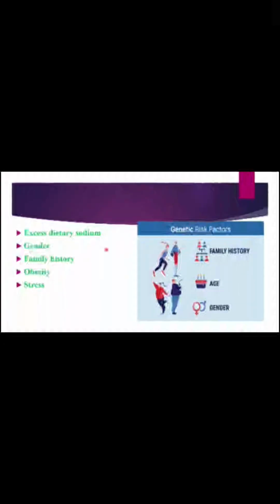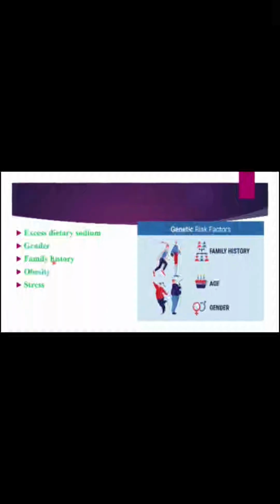Then excess dietary sodium. When there is increased sodium, it will damage the endothelium, and it affects the balance of hormones like angiotensin 2, and it will cause vasoconstriction and the BP also increases. Then gender. Hypertension is more prevalent in men in young adulthood and early middle age, and after 55 years of age it is more prevalent in women.